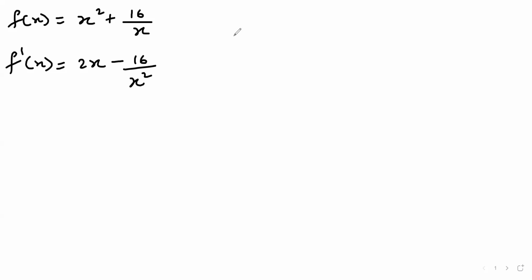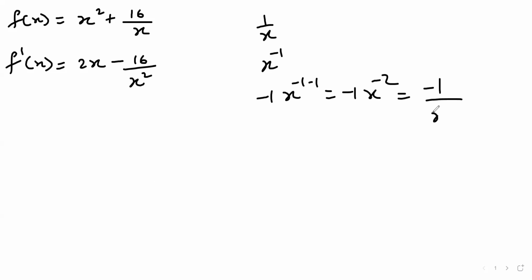See 1 by x. Now this is the formula: 1 by x, by indices, is x raised to minus 1. What will its derivative be? Minus 1 x raised to minus 1 minus 1, that is minus 1 x raised to minus 2, that is minus 1 upon x square.